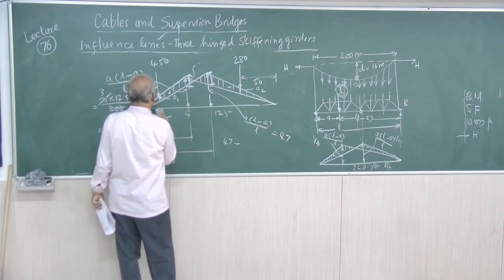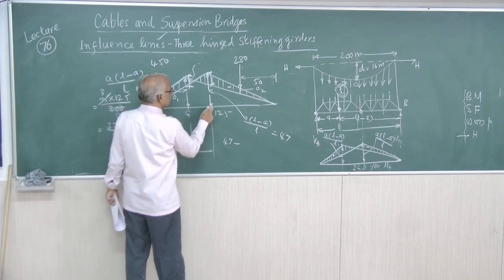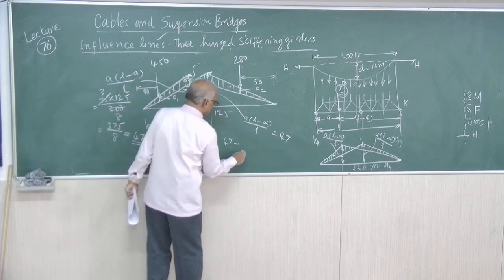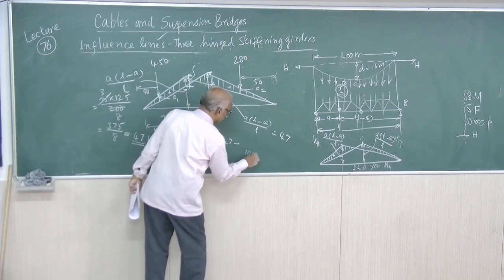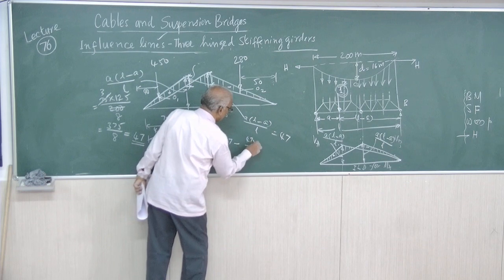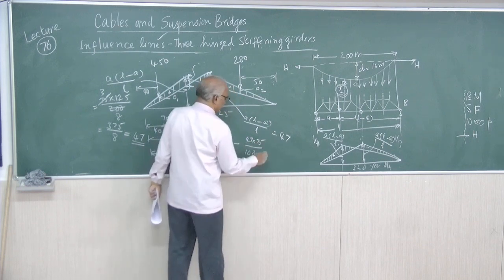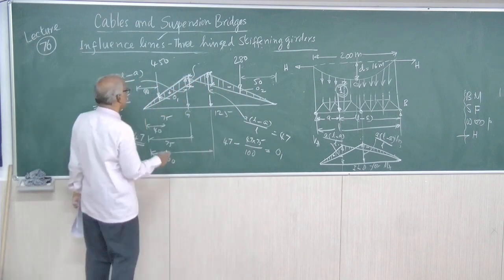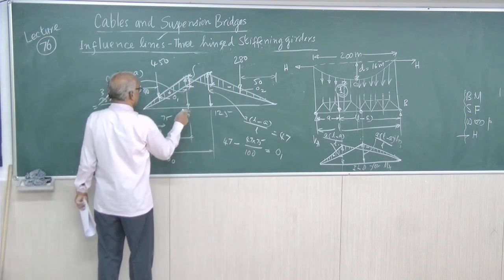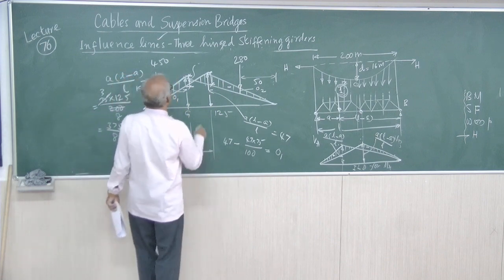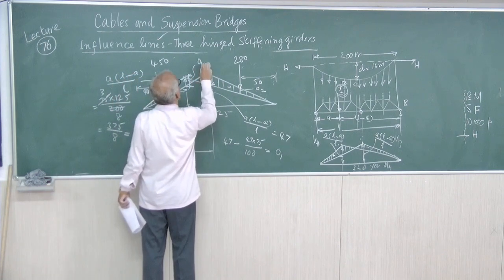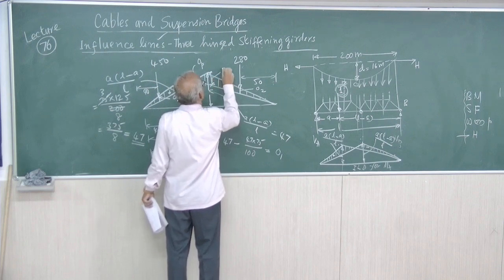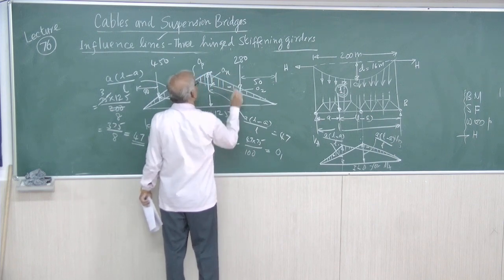This ordinate for 100 meters, if it is 47, what is the value for 75 meters? That will give you the net ordinate. Now this is not O1; we call it O positive and O negative.